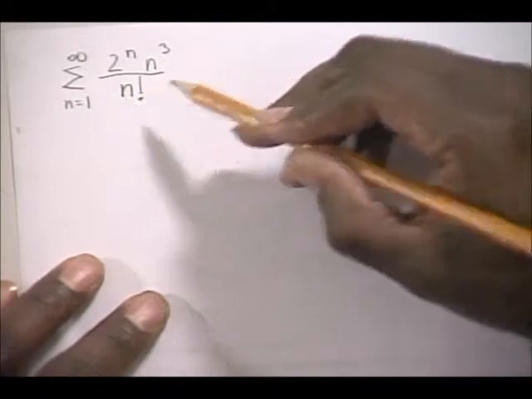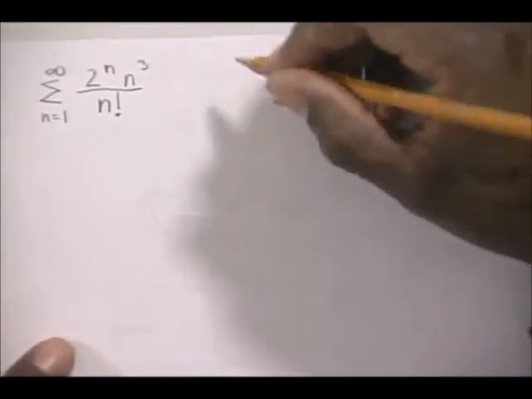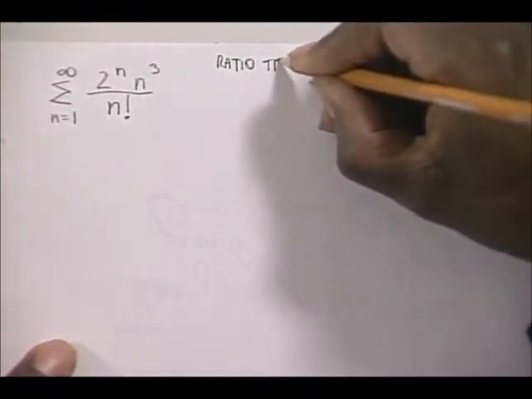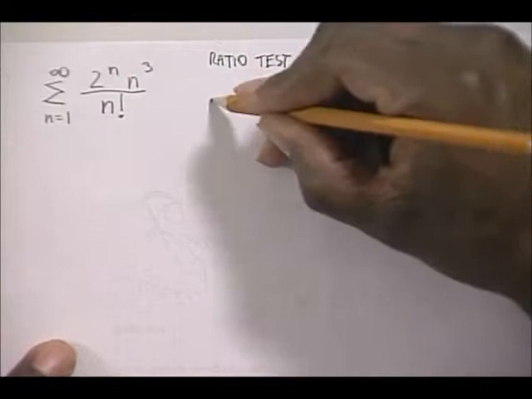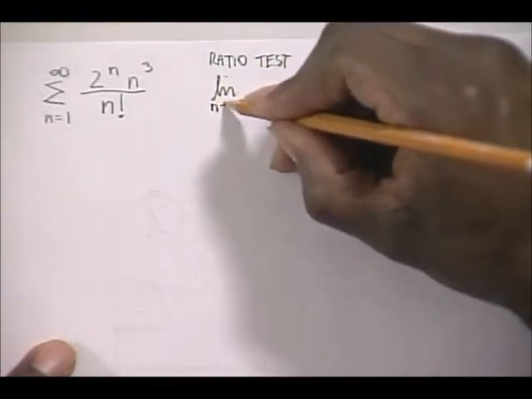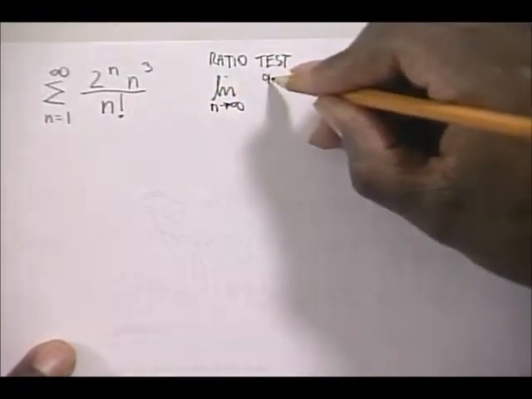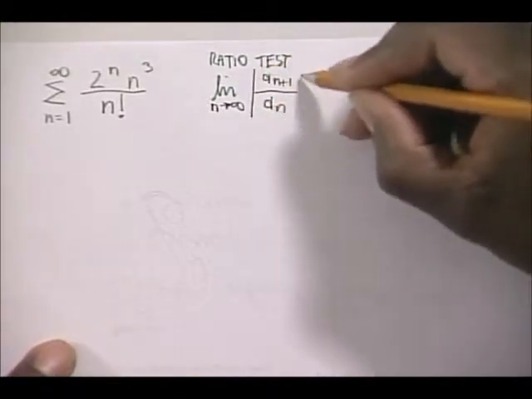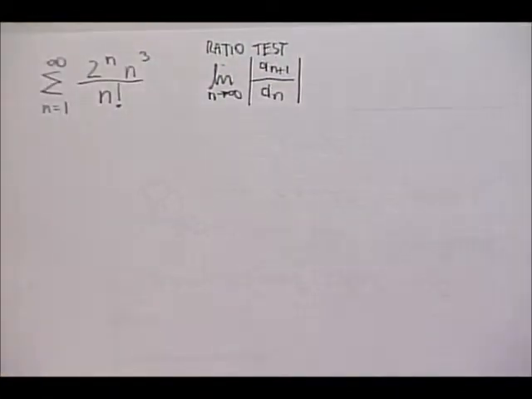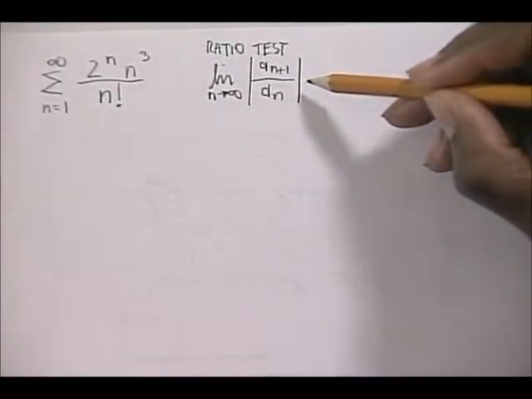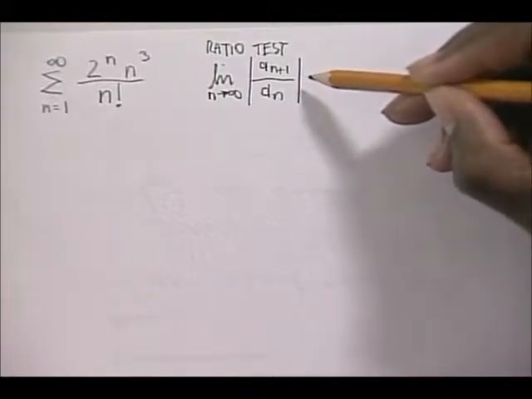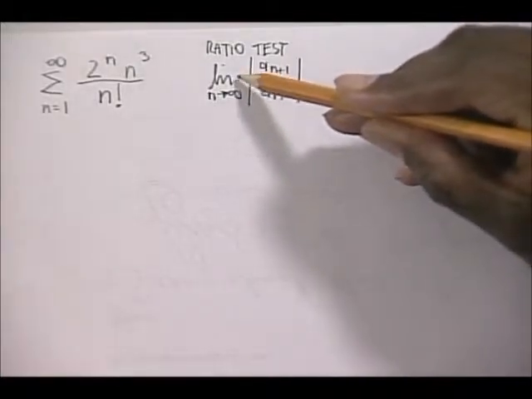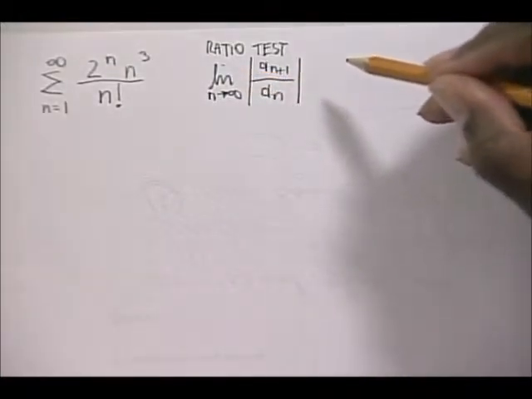Here, when you see n factorial, that's a giveaway that you're going to use a ratio test. And again, that ratio test was where you evaluate the limit as n goes to infinity of the absolute value of a to the n plus 1 over a to the n. And what we said before, if the result of this is less than 1, you're looking at something that converges absolutely. Greater than 1, you're looking at something that diverges. And if you get the limit equal to 1, that means that this test is inconclusive.